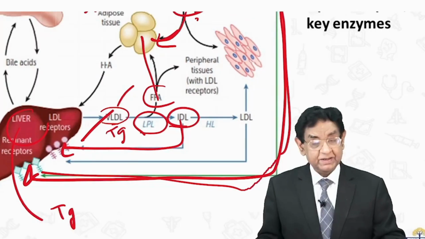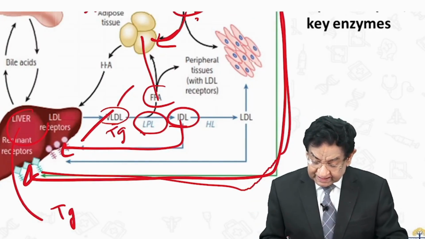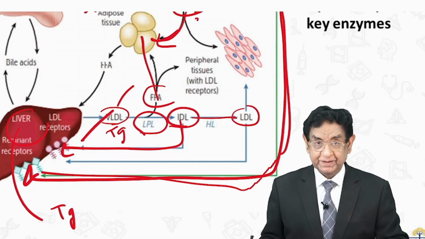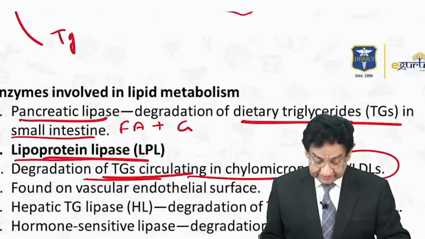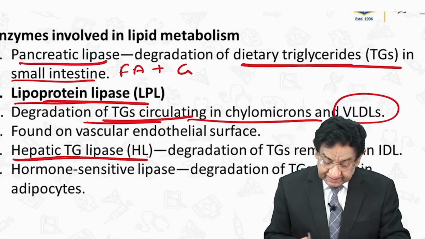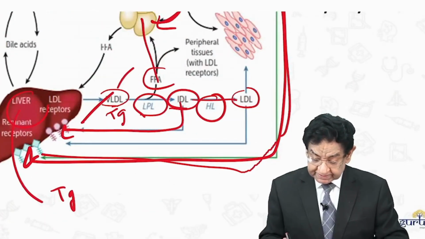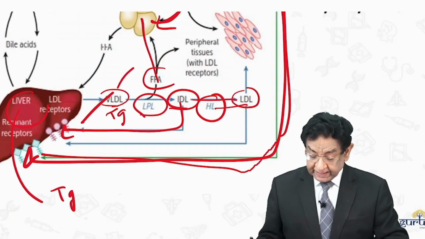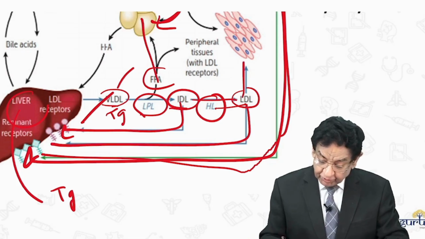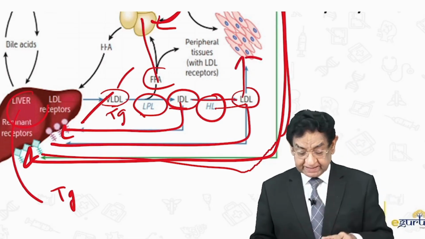Now, ultimately we are clear about it. Then this IDL gets converted to LDL also, low density lipoprotein. This is done by the hepatic lipase, and that converts it into LDL. And this LDL can go back to the liver or can go into peripheral tissues. So this is the basic summary.